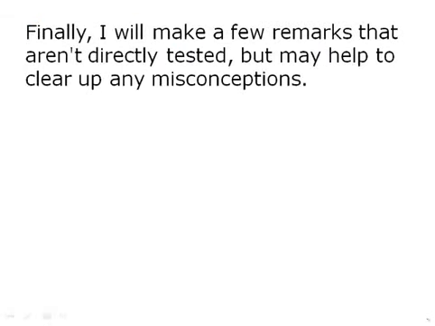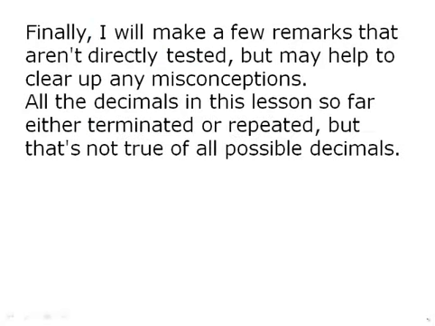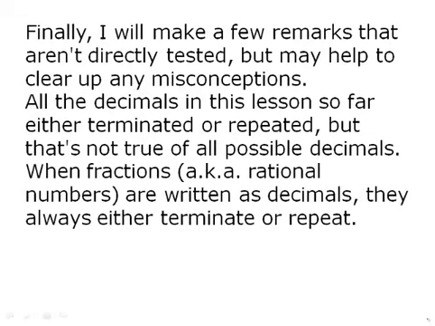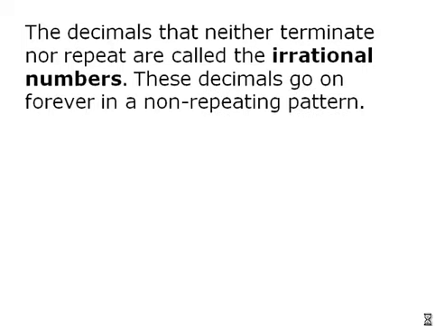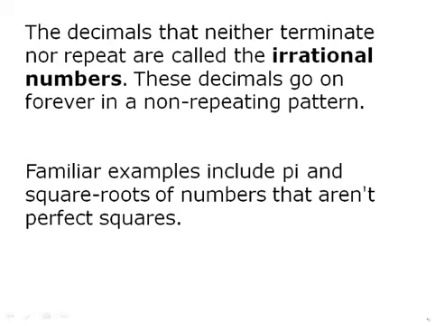Finally, I will make a few remarks that aren't directly tested, but may help to clear up any misconceptions. All the decimals in this lesson so far either terminated or repeated, but that's not true of all possible decimals. When fractions, aka rational numbers, are written as decimals, they always terminate or repeat. That part is true. The decimals that neither terminate nor repeat are called the irrational numbers, the numbers that can't possibly be written as a ratio. These numbers go on forever in a non-repeating pattern. Familiar examples include pi and square roots of numbers that aren't perfect squares.